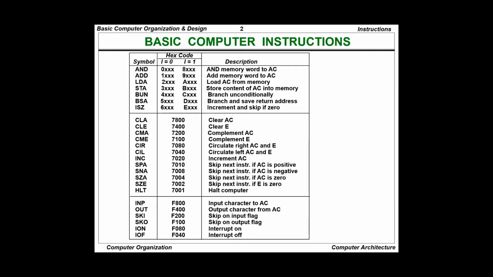Okay, so the first one, what do we have? Register reference and input output instructions. The first one is AND, the logical AND. Now if you see the hex code here, for I equal to 0 and I equal to 1, we will have a total of 15, right? When I equal to 0, it is 0xxx. That is AND memory word to AC.